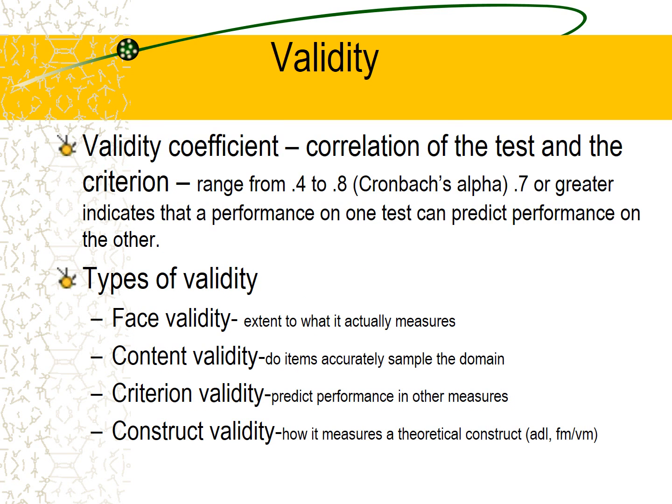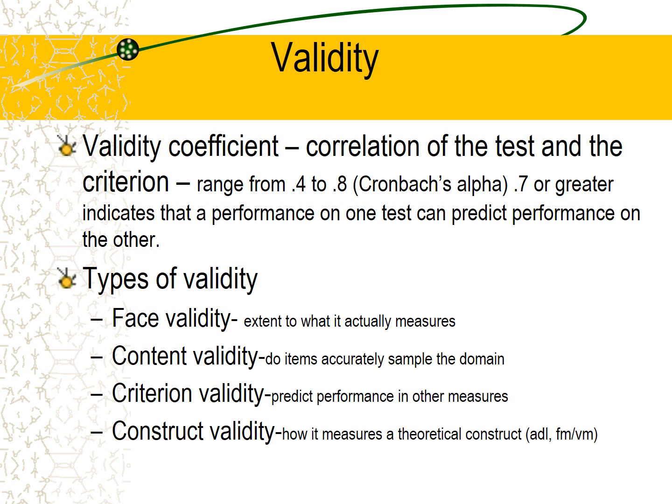Now, validity is a correlation of the test based on what it's measuring. Okay, so sometimes you'll refer to 0.4 to 0.8, which is a Cronbach's alpha, which I don't expect any of you to know. But if you're looking at validity and you see some terms like face validity of 0.7, content validity of 0.8, those are things, if they're above 0.7 or greater, it means that they're relatively good.